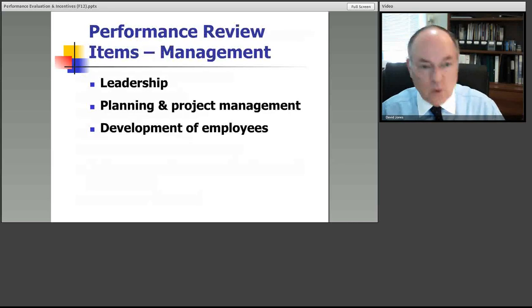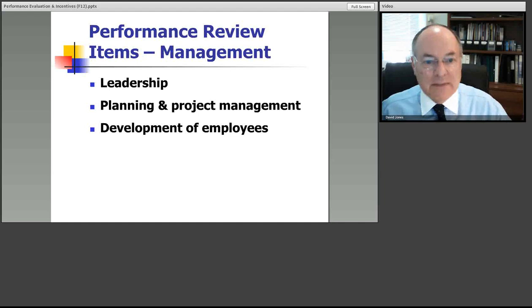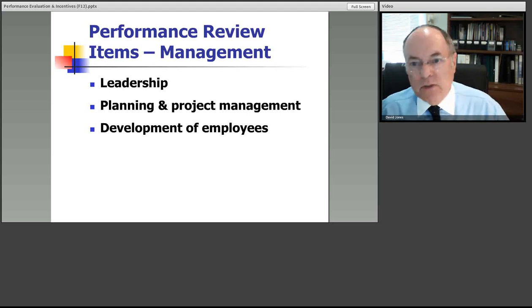Now, going a step further, when I say the long form aspect, and this is how I've typically seen it done, I'm using an example that comes from the San Jose Convention and Visitors Bureau in my time there. But from a manager standpoint, there's other things that you might have responsibility for. Leadership. How do you evaluate your leadership? Planning and project management, where you're responsible for others. And development of employees. How do the people work for you?